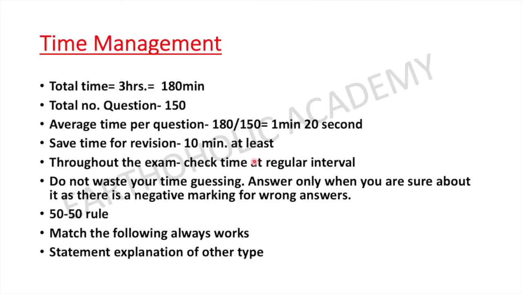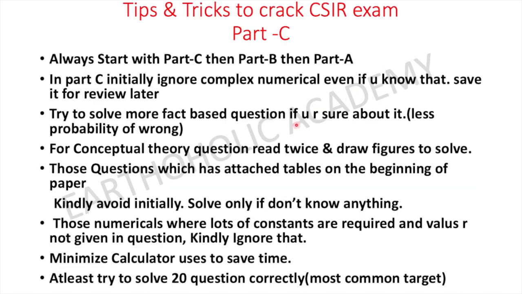And since I told you we have a very short amount of time for every question, 1 minute 20 seconds or so, and here in part C the questions are paragraph type, with plots and all, that needs time. So to save time, you have to ignore these complex numericals initially. In case you don't know any other question from part C, and if you want to complete 25 questions, then you can go for it, only if you have sufficient time. The point is that.